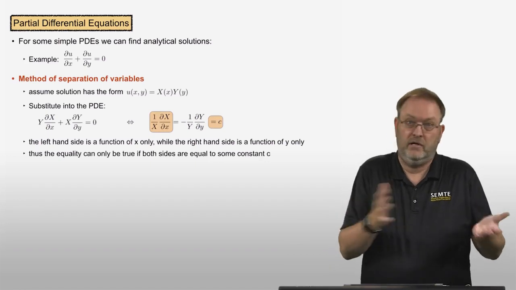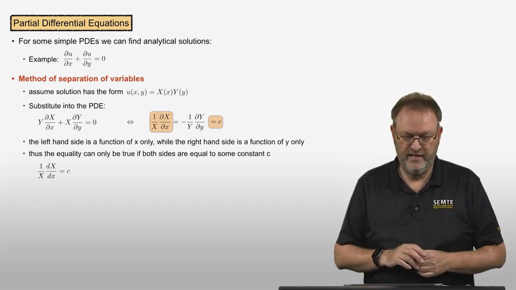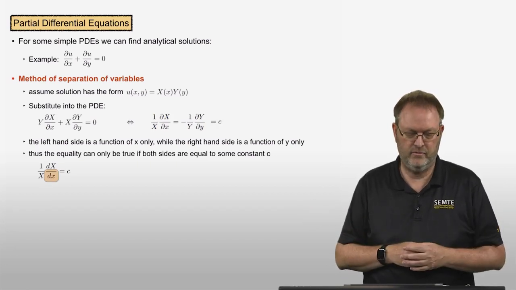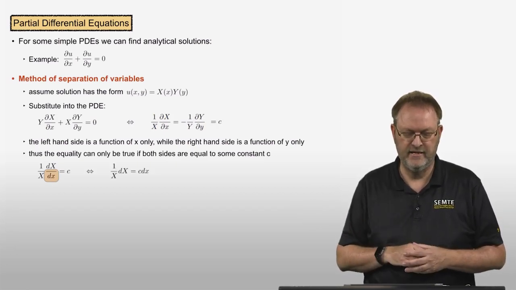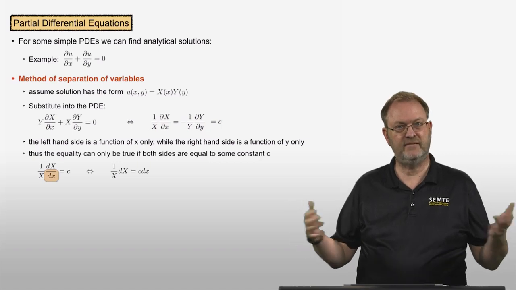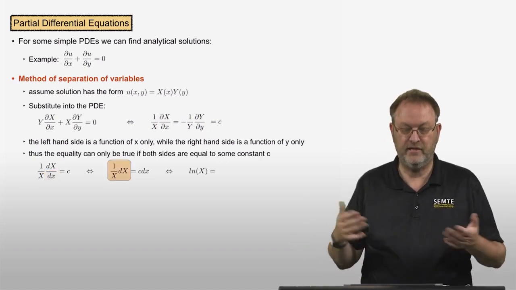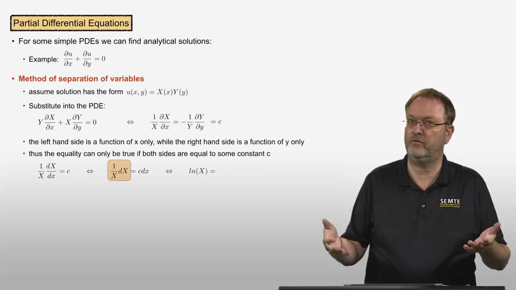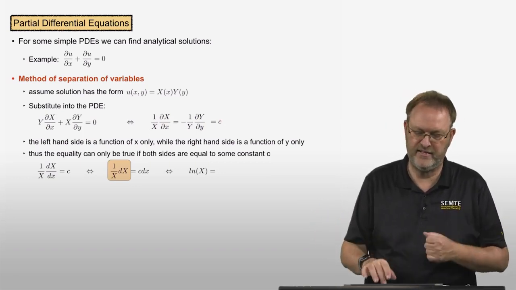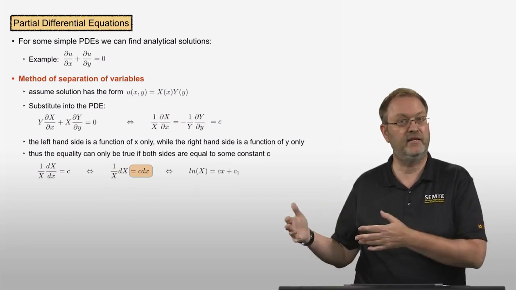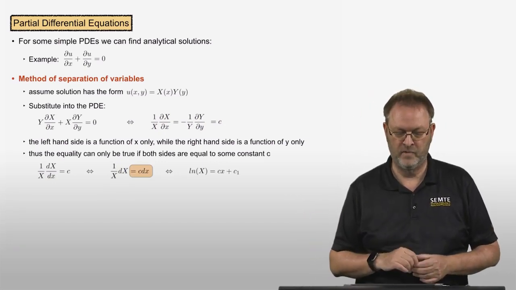So the left-hand side has to be equal to c. And let me solve this now. I can multiply by dx, so I get 1 over X dX is equal to c times dx. I can integrate this. I get the logarithm of uppercase X on the left-hand side, and for the right-hand side, I get c times x plus an integration constant c1.